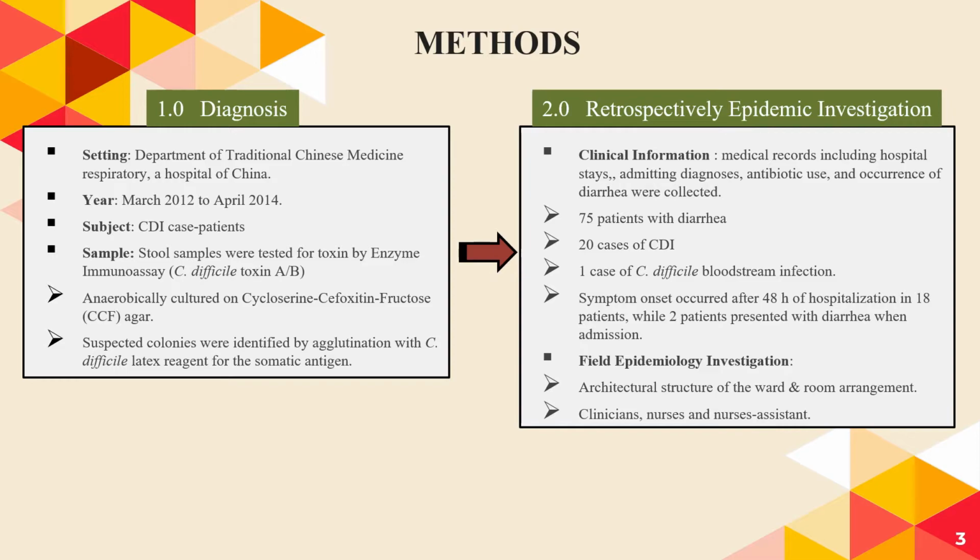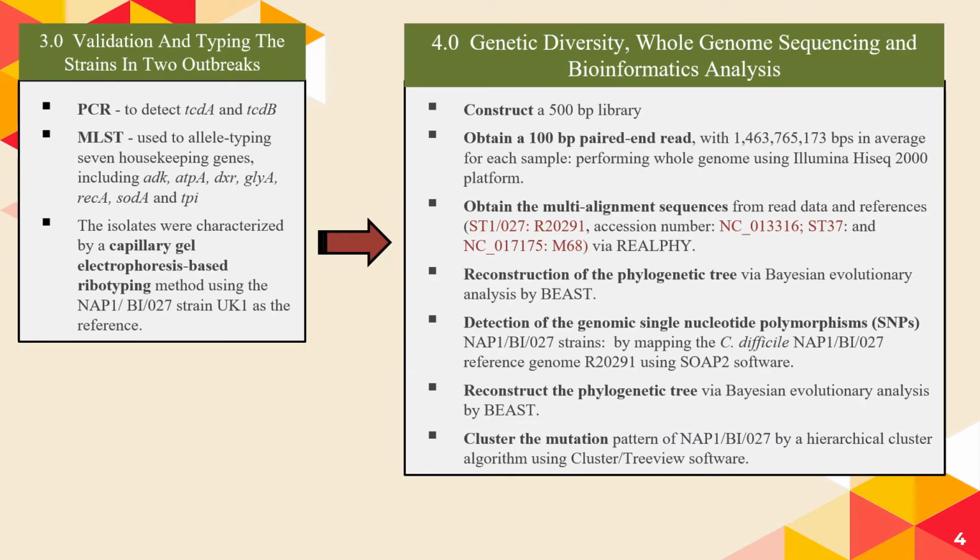Besides, interviews with clinicians, nurses, and nurse assistants were also conducted, along with collecting the architectural structure of the ward and room management. After that, validation and typing of the strains into outbreaks were conducted using PCR and MLST. Last but not least, a 500 base pair library was constructed and whole genome sequencing was performed using the Illumina HiSeq 2000 platform to obtain 100 base pair paired-end reads. Along with that, reconstruction of a phylogenetic tree as well as detection of genomic single nucleotide polymorphisms was also conducted in order to obtain the transmission routes of the outbreak.